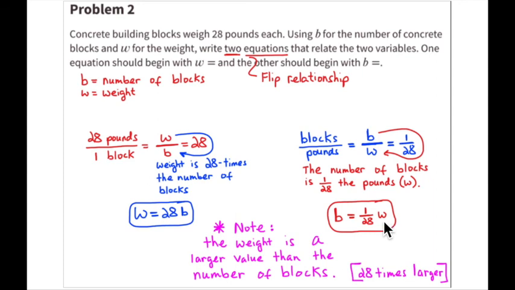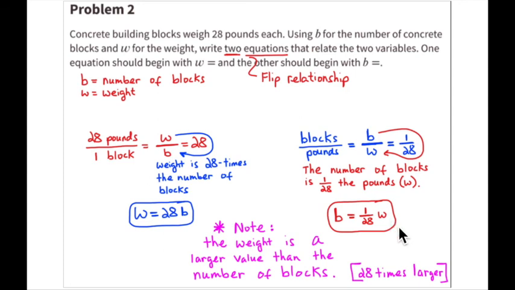So you have to imagine chopping that block up into 28 small pieces. So the 1 pound is going to be equal to 1/28 of a block. Note that the weight is a larger value than the number of blocks. As a matter of fact, it's 28 times larger. So the weight is 28 times larger than the blocks, so the number of blocks is 1/28 of the number of pounds.